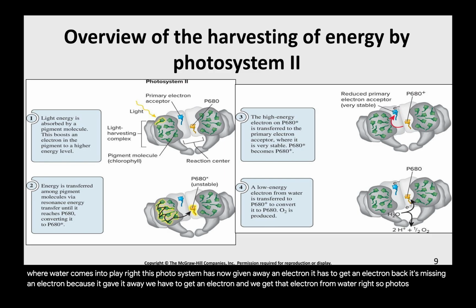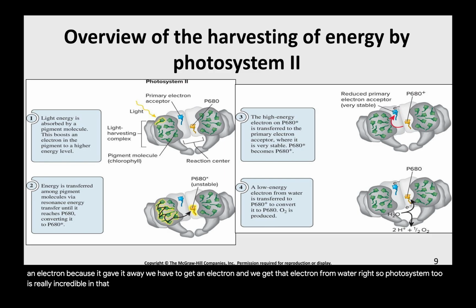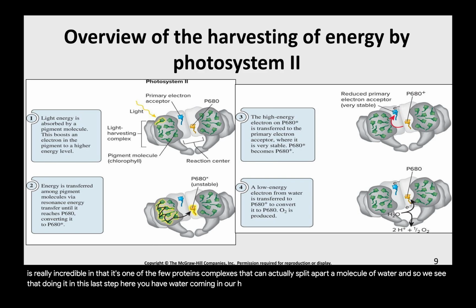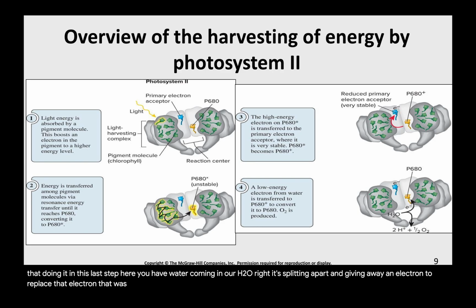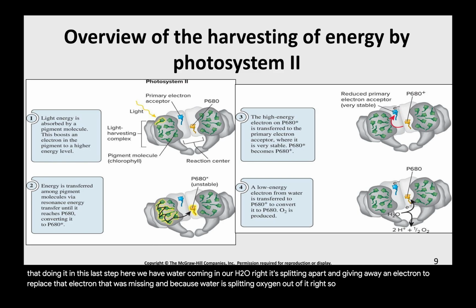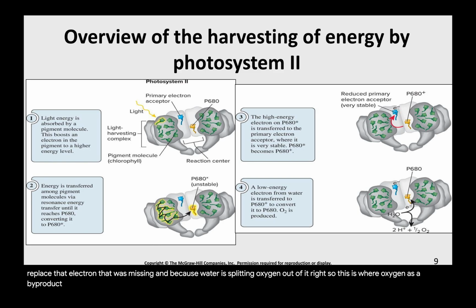So photosystem 2 is really incredible in that it's one of the few protein complexes that can actually split apart a molecule of water. And so we see that doing it in this last step here. We have water coming in, our H2O. It's splitting apart and giving away an electron to replace that electron that was missing. And because water is splitting, we're getting some oxygen out of it. So this is where oxygen as a byproduct comes into play.